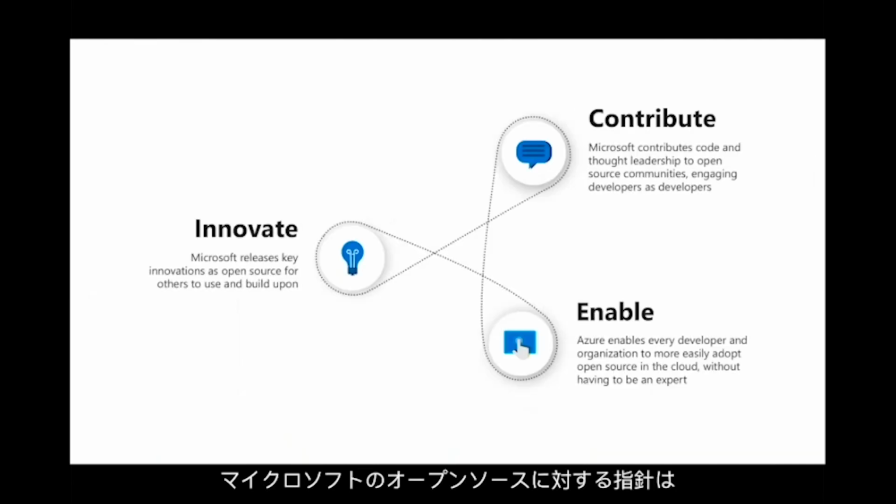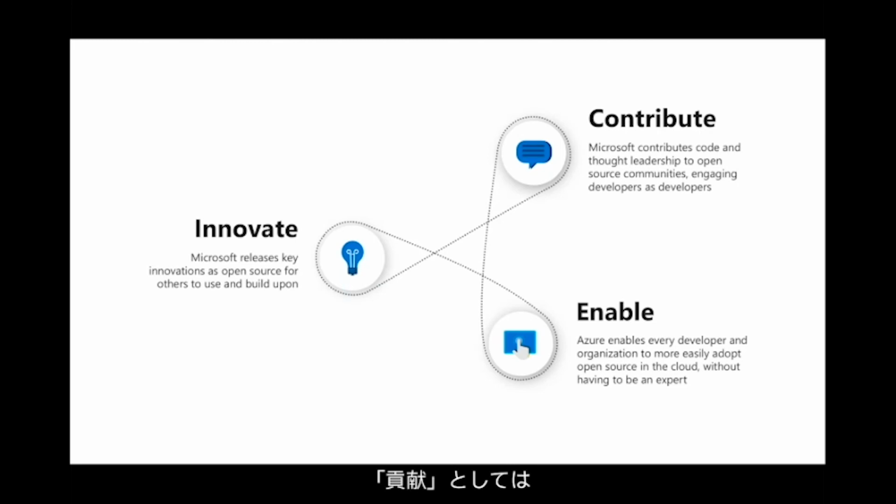If you think about Microsoft's philosophy on open source, it is an innovate, contribute, and enable philosophy. This is what it's centered around. From an innovate perspective, it means releasing key innovations which Microsoft is investing in and making them open source so that others can use and build upon them. Some of the key examples are VS Code, which is one of the most popular editors today, voted by developers on Stack Overflow, and then other languages like R, TypeScript, and PowerShell. All of these have been open sourced from Microsoft.